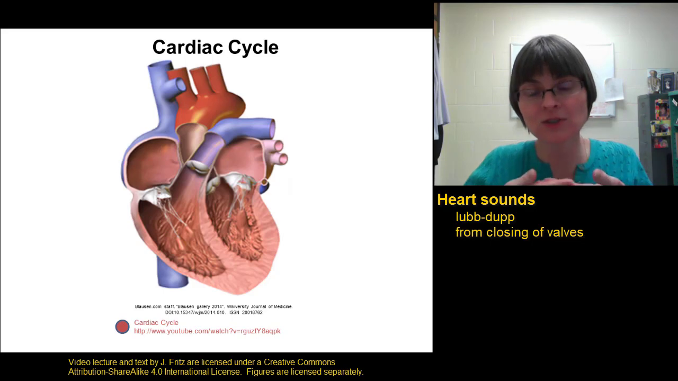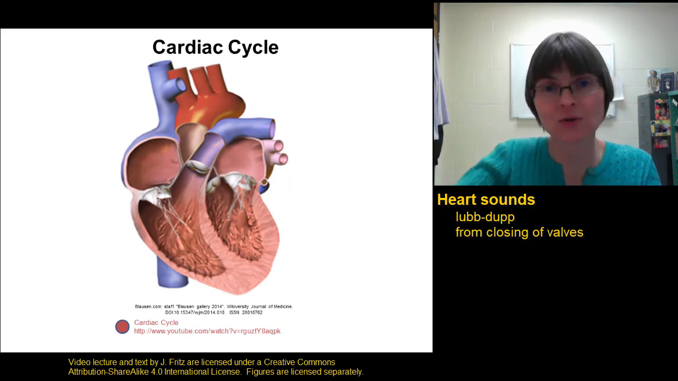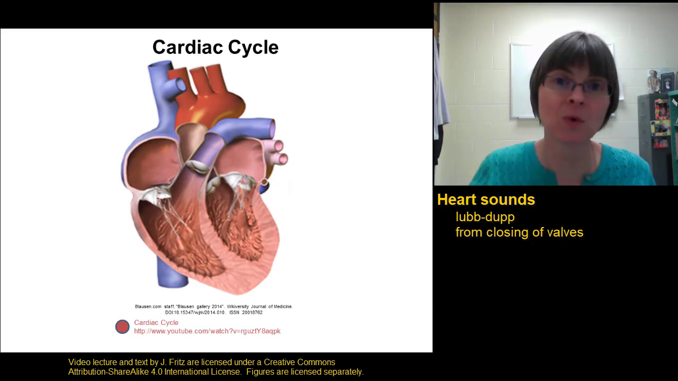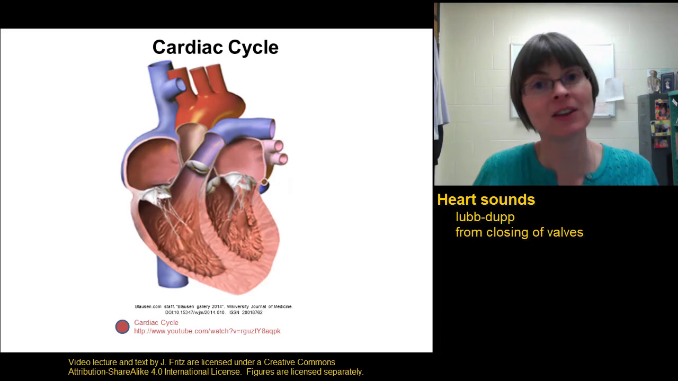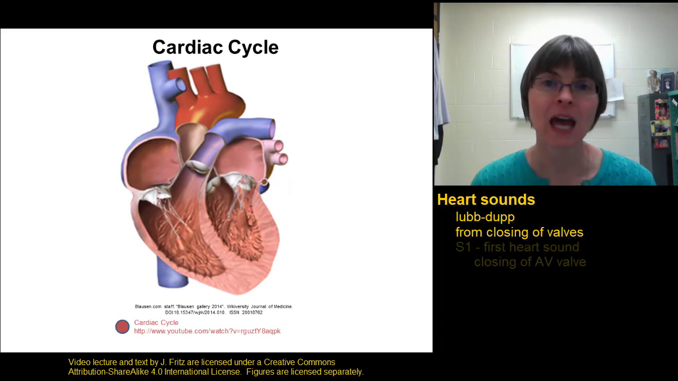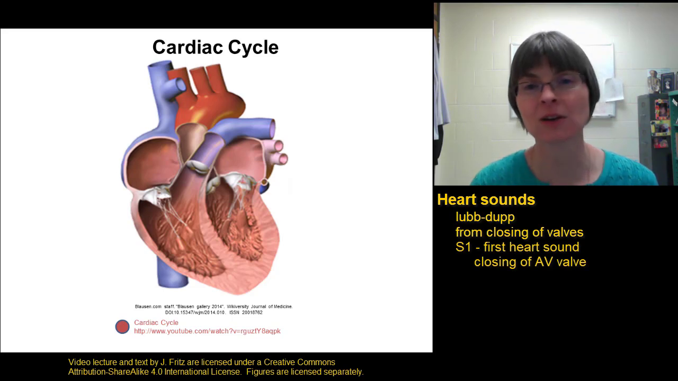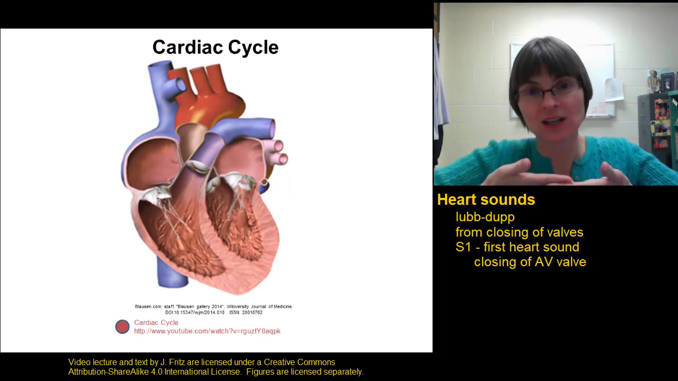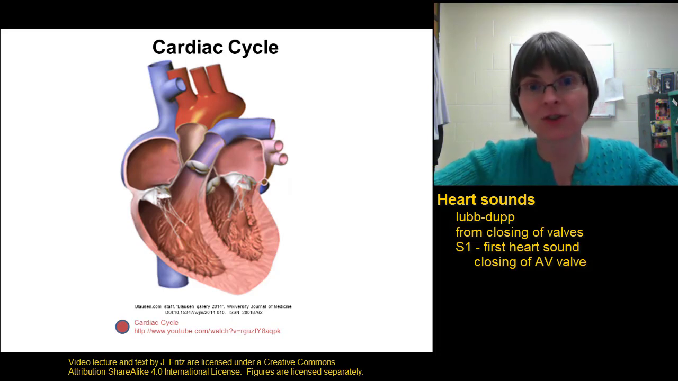But when a valve closes, blood hits against that closed valve and causes turbulence that we can hear that makes that two-part sound, the lub, which we call S1, or the first heart sound, and the dup, which is S2, or the second heart sound. S1, the first heart sound, is caused by the closing of the AV valves. When the AV valves get pushed closed, the blood hitting those valves causes the first heart sound, the lub part.